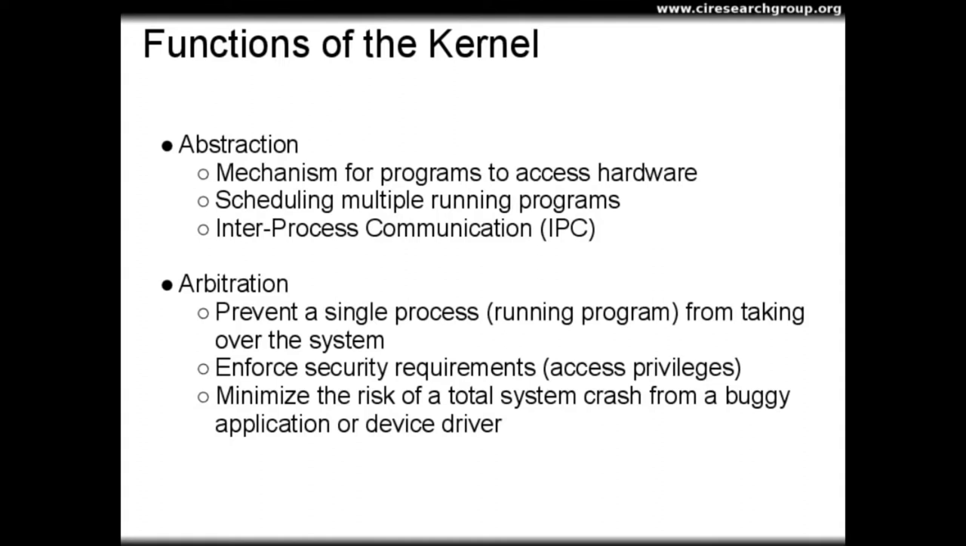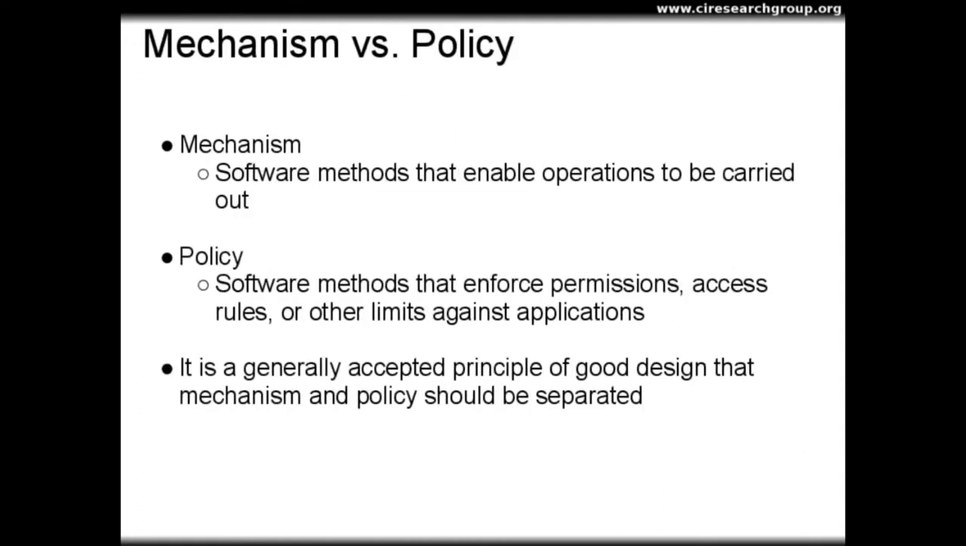It's important to distinguish between mechanism and policy when discussing the internal components of an operating system. The mechanism, put simply, is the software methods that enable operations to be carried out. An example of a mechanism would be code that, implemented inside a device driver, sends a message to a device that causes that device to blink a light, enable a camera, or perform some other hardware-level operation.